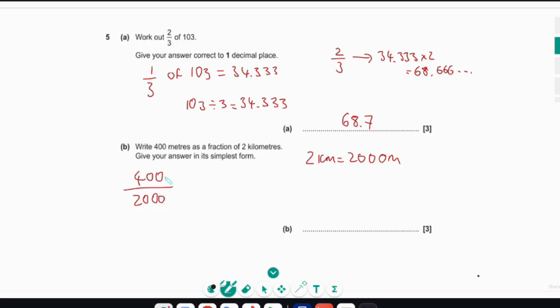How do I simplify? Divide by 10, divide by 10 gives us 4 out of 20. I can divide both of those by 2 because they're both even numbers, which gives us 2 over 10. I can divide both of those by 2 again to give us 1 over 5.